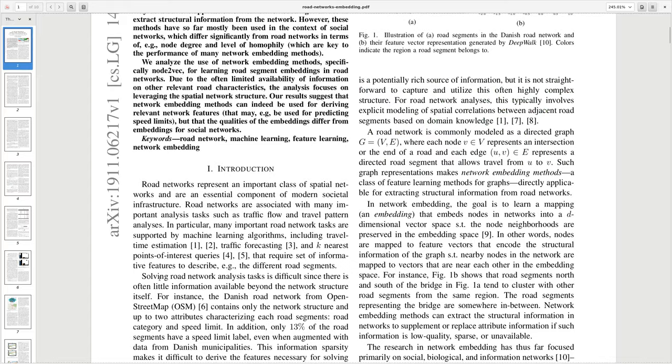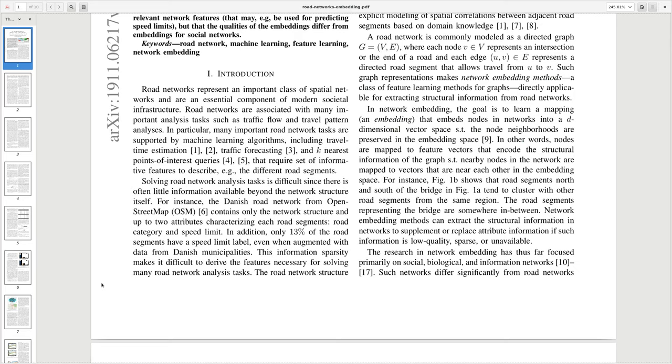Okay, introduction. Road networks represent an important class of spatial networks that are an essential component of modern infrastructure. Road networks are associated with many important analysis tasks, such as traffic flow and travel pattern analysis. In particular, many important road network tasks are supported by machine learning algorithms, including travel time estimation, traffic forecasting, and k-nearest points of interest queries, that require a set of information features to describe, for example, different road segments.